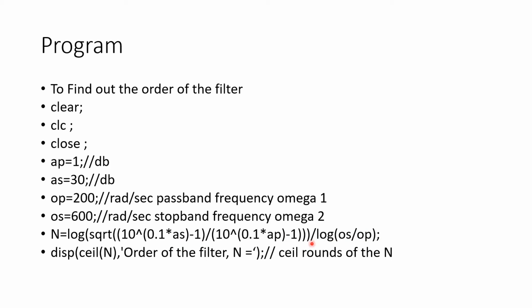divided by log of OS. OS is the stop band frequency, OP is the pass band frequency in radian per second again, and we display the CEIL. The CEIL command rounds off N, because we have seen in the theory class that when we calculate N, the answer is in decimal points. We don't need decimal points, so we round off N. Let us say 1.8, we round it off as 2. Similarly in Scilab, we use the CEIL command to round off the value of N.